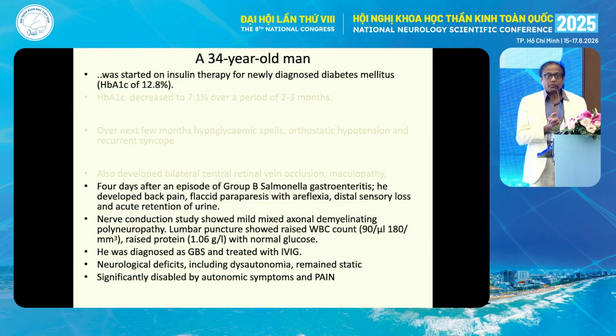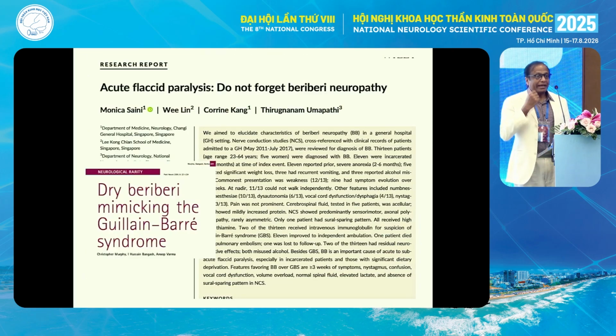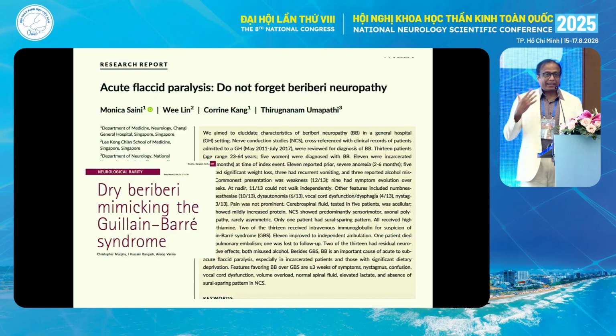So another mimic of Guillain-Barré syndrome in developing and developed countries is beriberi neuropathy. So please look out for it because I think just like in Singapore, Vietnamese like to drink quite a lot. And sometimes they drink a lot, but they don't eat enough balanced diet. Okay?